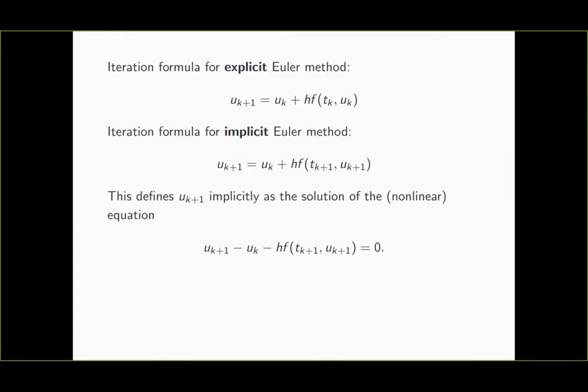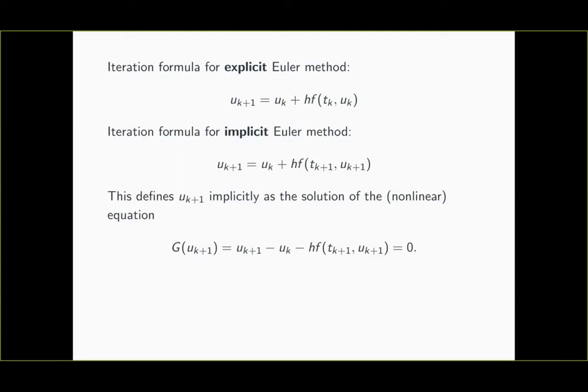We can put this into the framework of nonlinear equations. Namely, we define u_{k+1} implicitly as a solution of the following equation with right-hand side 0, namely u_{k+1} minus u_k minus h times f of t_{k+1}, u_{k+1} equals 0. In that sense, we can define u_{k+1} as a root of some function g, defined by this equation here. Now we can assume that u_k is already given from the previous iteration. We already know the step size h, of course, and we know the next time step, t_{k+1}. So in order to find u_{k+1}, we need to find a root of that function g.